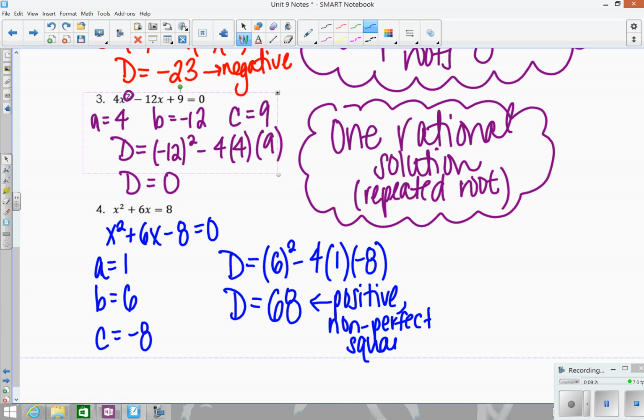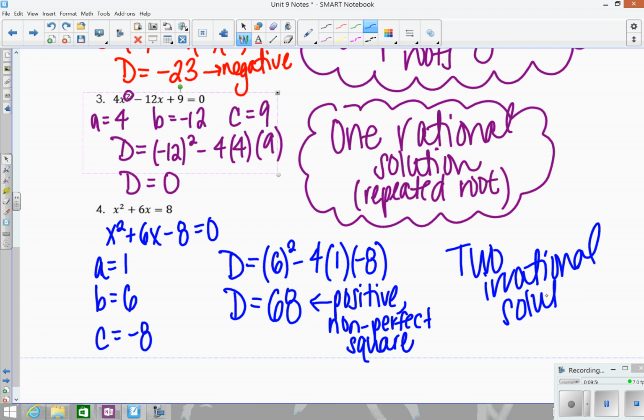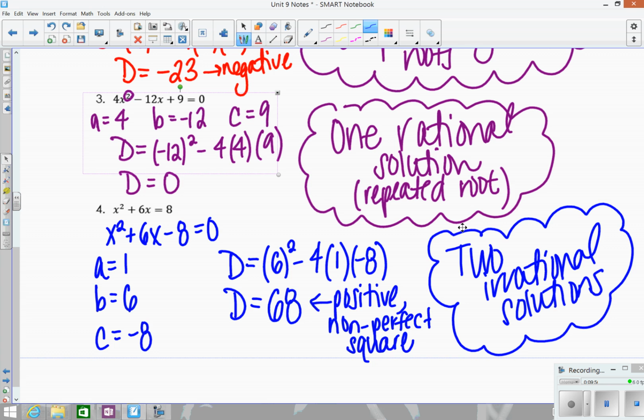So what that means for my x-intercepts or my solutions is that you're going to get two x-intercepts, but this time they're going to be irrational. So imagine taking the square root of 68, you would get irrational numbers, so your solutions are going to be irrational. So two irrational solutions. And again, when I say solutions, I could say roots, I could say zeros, or in this case, you can even say x-intercepts.